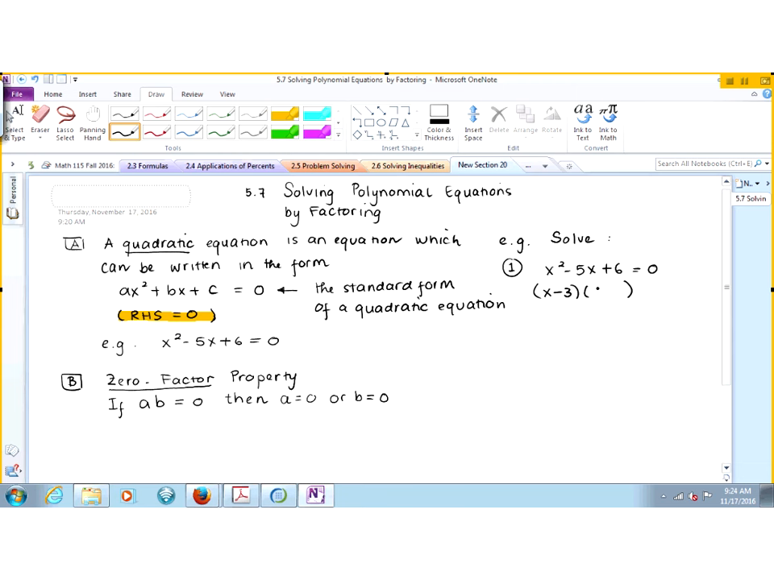x minus 3 times x minus 2 is equal to 0. I assume everybody knows how to factor. Remember, this is an equation, so I have to continue with equals 0. Now, I have to solve. x minus 3 must equal 0, or x minus 2 must equal 0. So what is x equal to? x is equal to 3, or x is equal to 2.